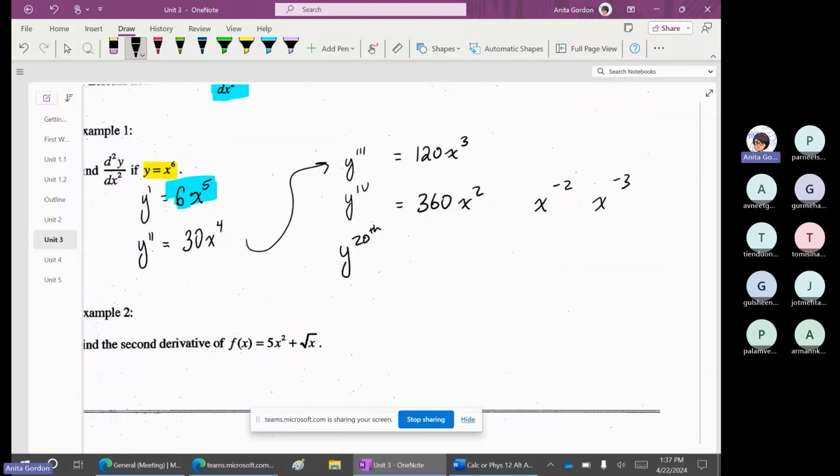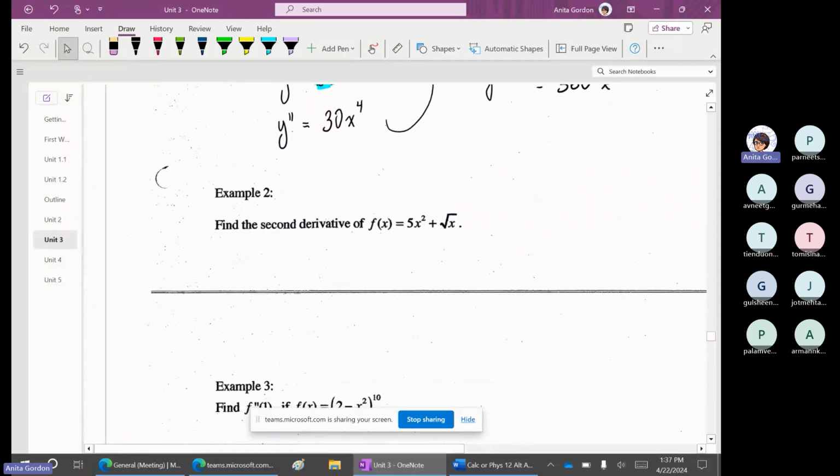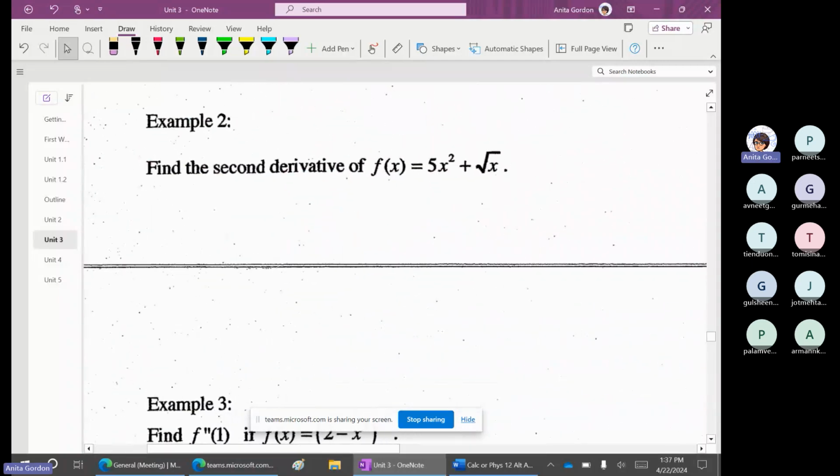But then there's also the rule that the derivative of a constant is 0. True. It does end at some point. We're going to do ones that don't end. They're going to be beautiful. You'll love them. Let's keep going.